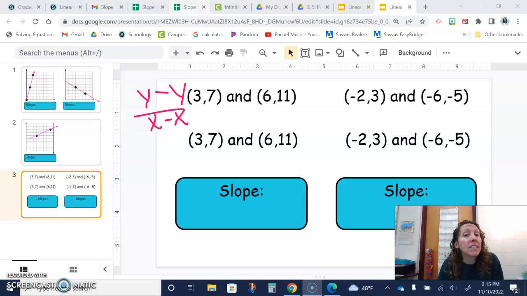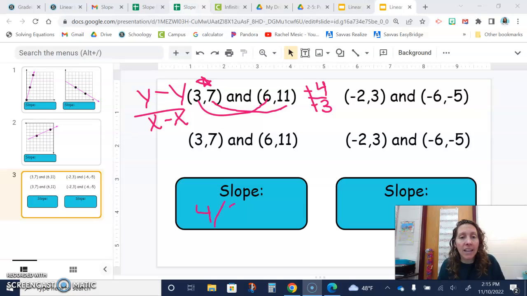All right, so I'm going to find the difference between my y's. I'm going to start with this point for this one. So if I did 7 minus 11, that would be -4. If I do 3 minus 6, that's -3. And a negative divided by a negative is a positive, so it would end up being positive 4/3.